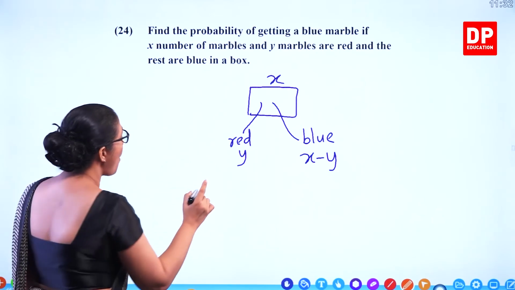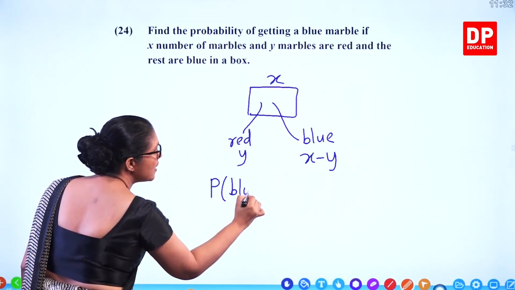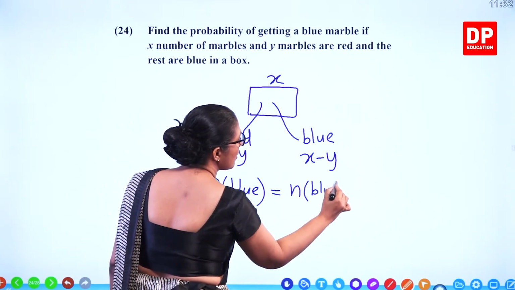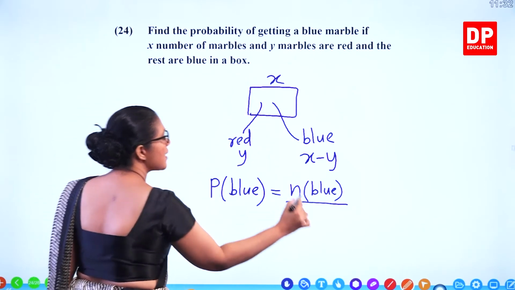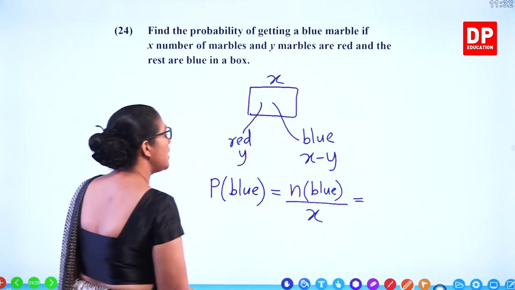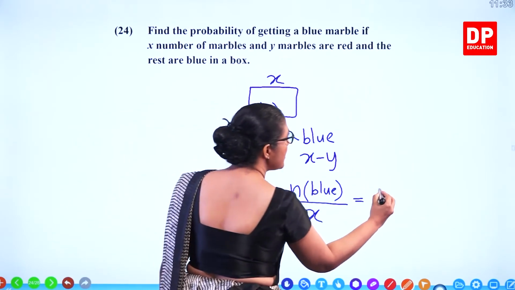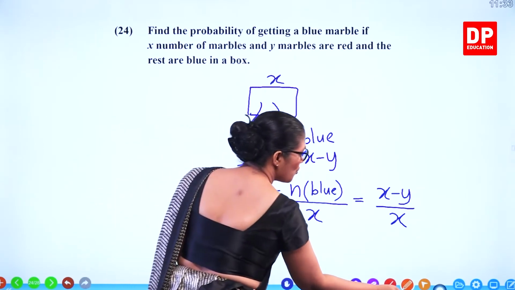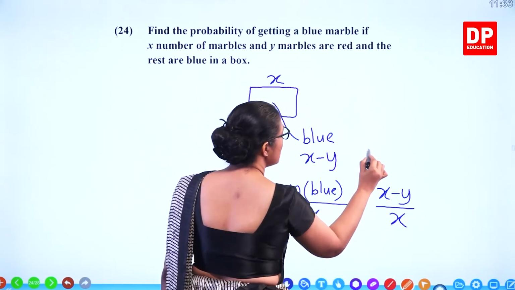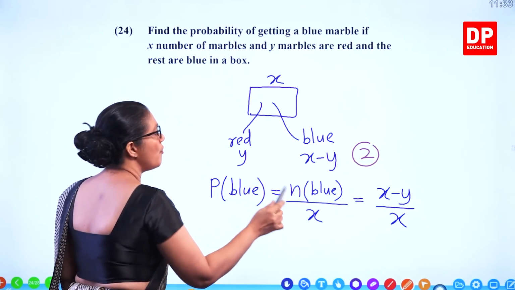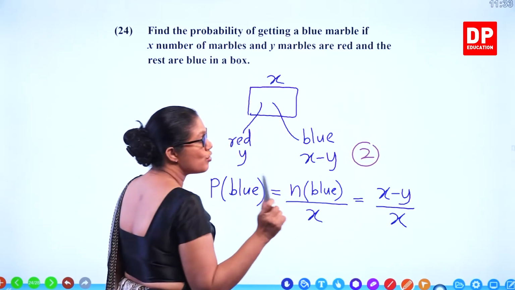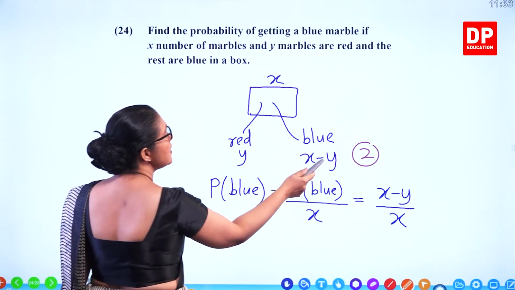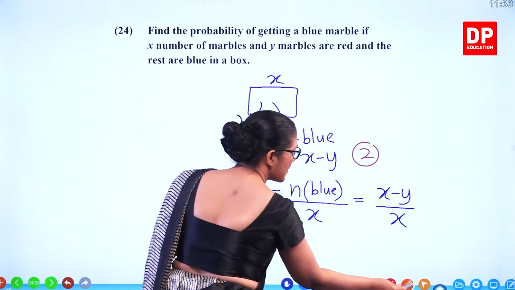So what is the probability of getting a blue marble? Number of blue marbles out of the total. Total is x. The number of blue marbles is x minus y. So x minus y over x. So you get 2 marks. When you take the probability, y should be less than x. X is the total number, so y is a smaller number than x.